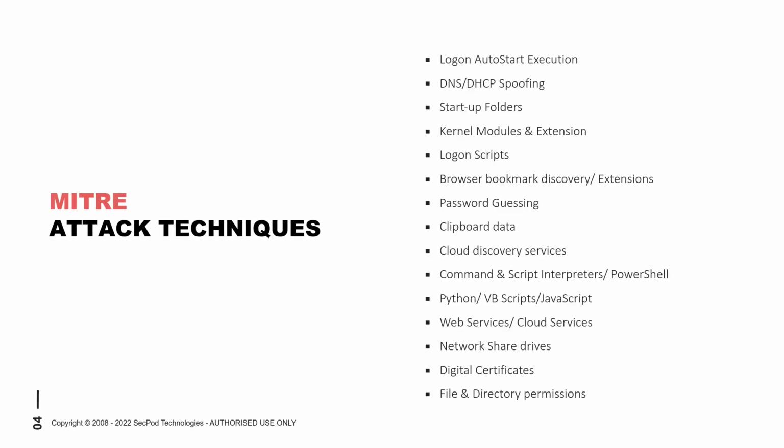If you look at MITRE's ATT&CK framework, these are some of the sample techniques adopted by attackers to conduct an attack. Logon autostart execution, DNS and DHCP spoofing, startup folders having malicious entries, or kernel modules and extensions are also used in a privilege escalation type of scenario. Logon scripts are also used to persist an attack, as are browser extensions or clipboard data. Cloud discovery services are also used as an attack technique.